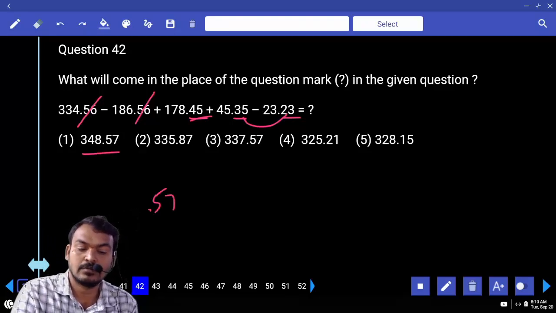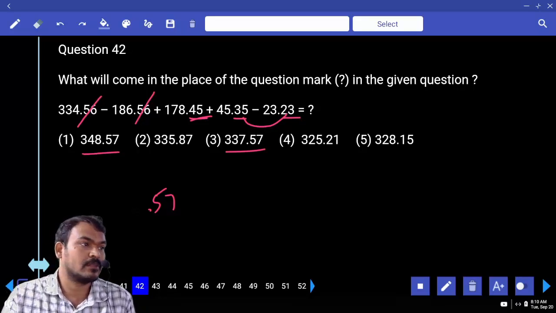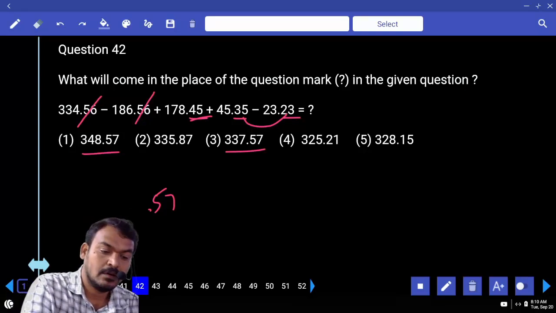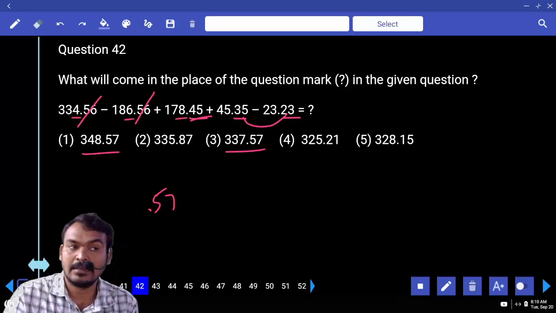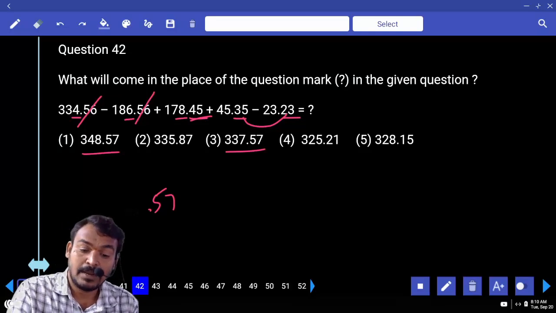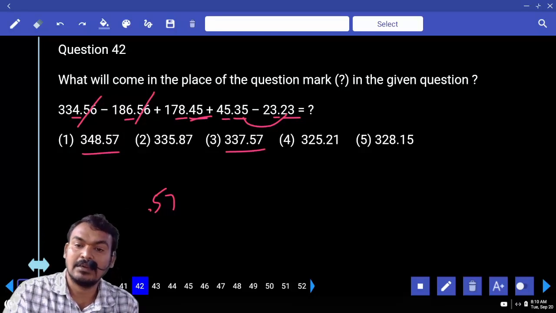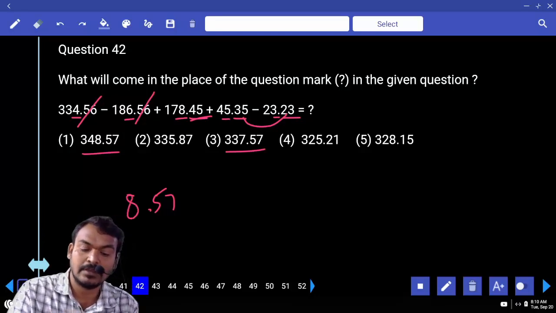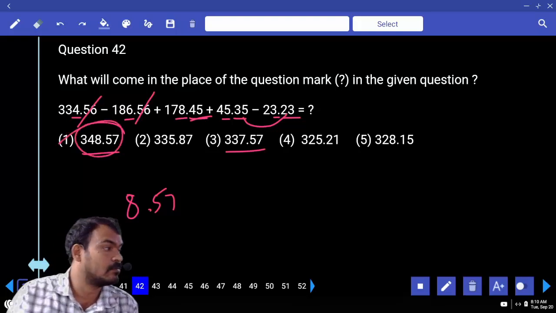How many options? 2 options or not? Then verify the last 2 third digit or not? Last 2 third digit. 4 minus 6 minus 2. Minus 2 plus 8 plus 6. Plus 6 plus 5, 11. 11 minus 3, 8. Answer should end with 857. Only one option. That is first one or not?